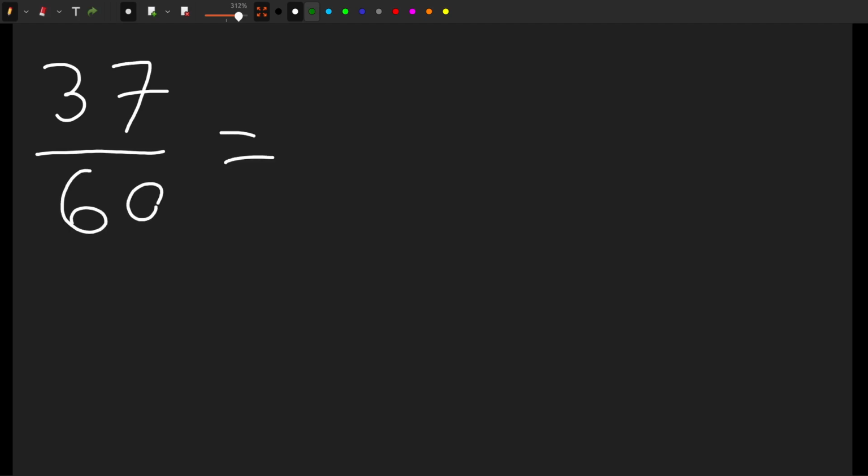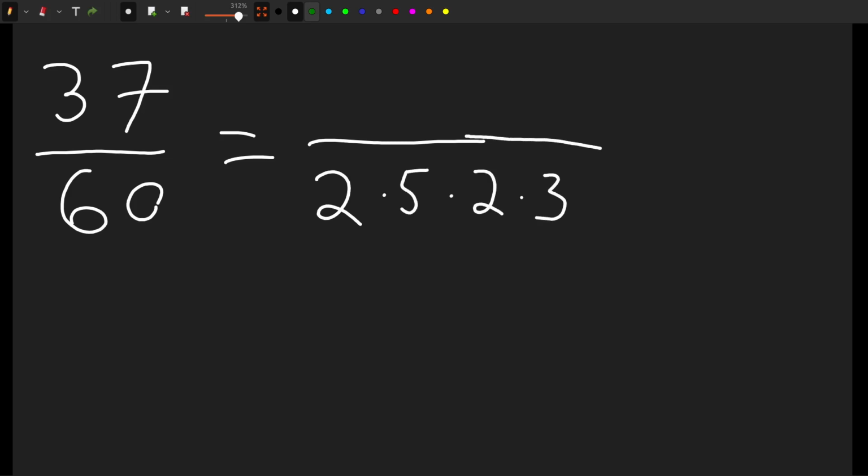And so on the bottom, we still have our 2 times 5 times 2 times 3, or whichever way you want to write it. Order technically doesn't matter here. But 37 is an interesting number. Not only is it odd, which can make it interesting, but it's also prime. And so as we remember from our previous video, a prime number has only factors 1 and itself. And so that means the top is only 1 times 37.